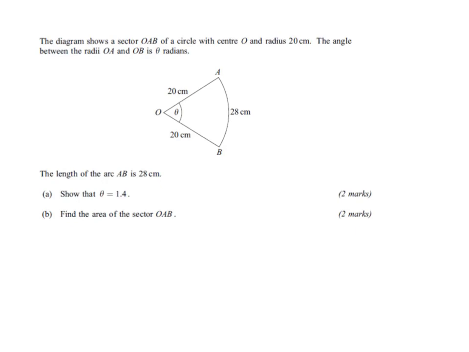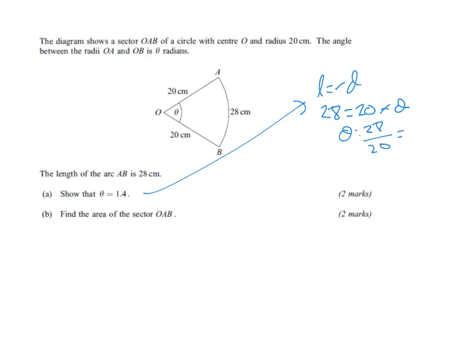Okay, here's another question. So let's look at part A. We're going to use arc length equals r theta. The arc length is 28, you can clearly see that. We've got a radius of 20 times theta. So theta is 28 over 20, which is 1.4 as required.